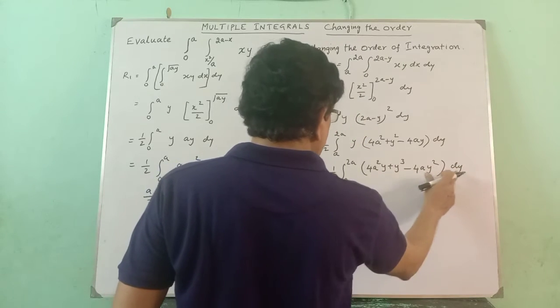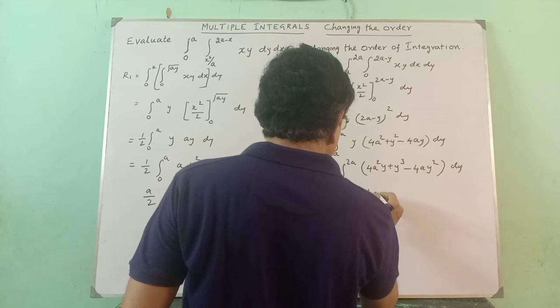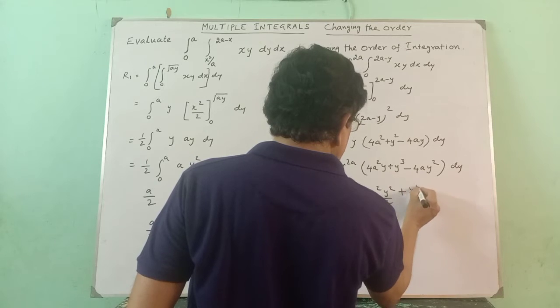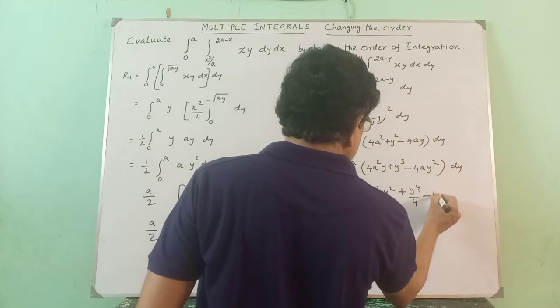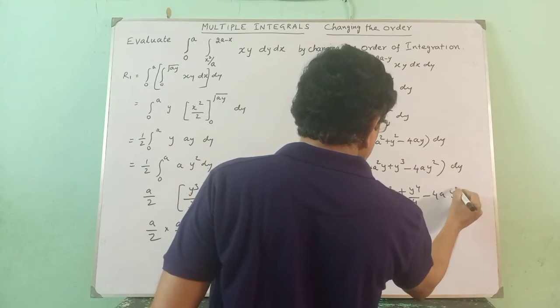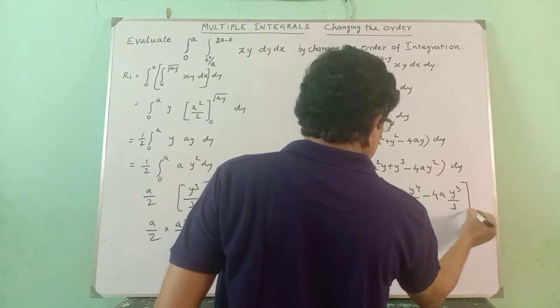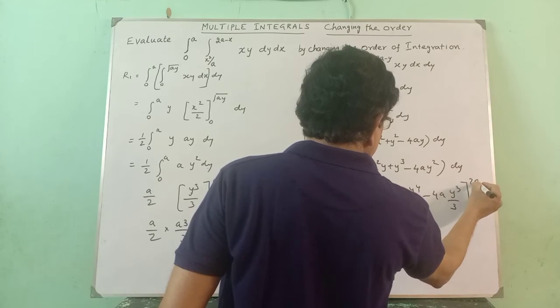Now we integrate with respect to y. 4a square is constant, y integration is y square by 2, y cube integration is y power 4 by 4, minus 4a constant, y square integration is y cube by 3. Limit a to 2a.